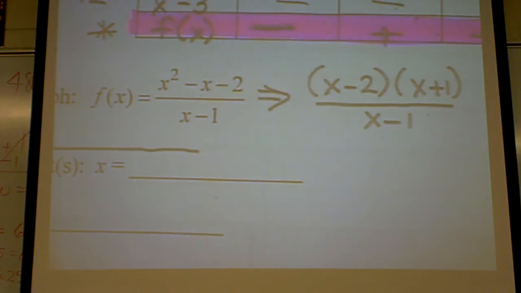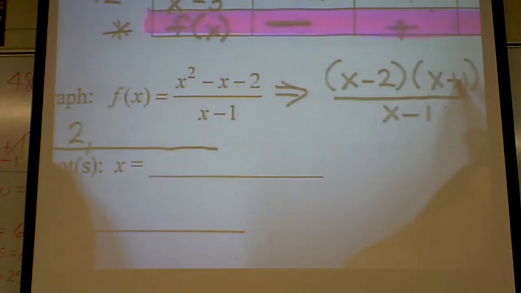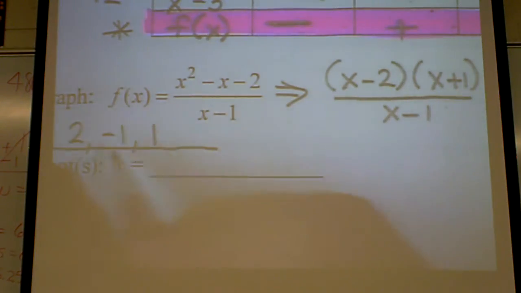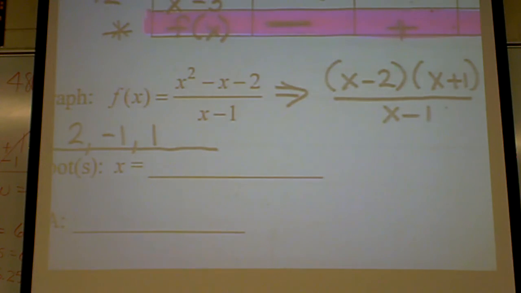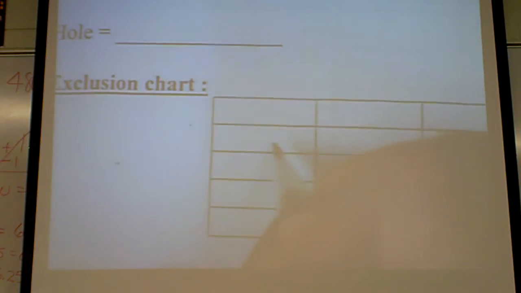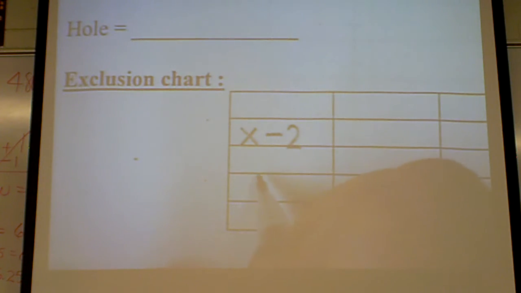All right, give me all the critical numbers. 2. It doesn't matter what order you put them in: -1 and 1. Okay, where do we put these numbers? In your exclusion chart, along with your factors. Here are our factors: x, x minus 2, x plus 1, and x minus 1. And then your grand finale, f of x.